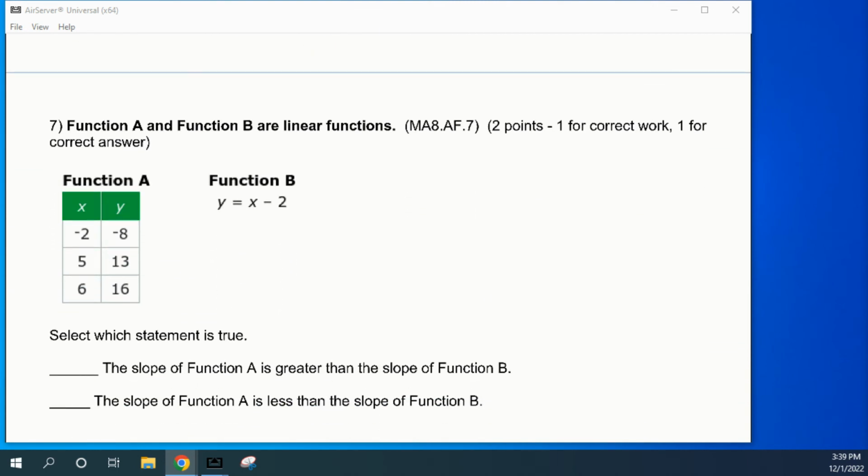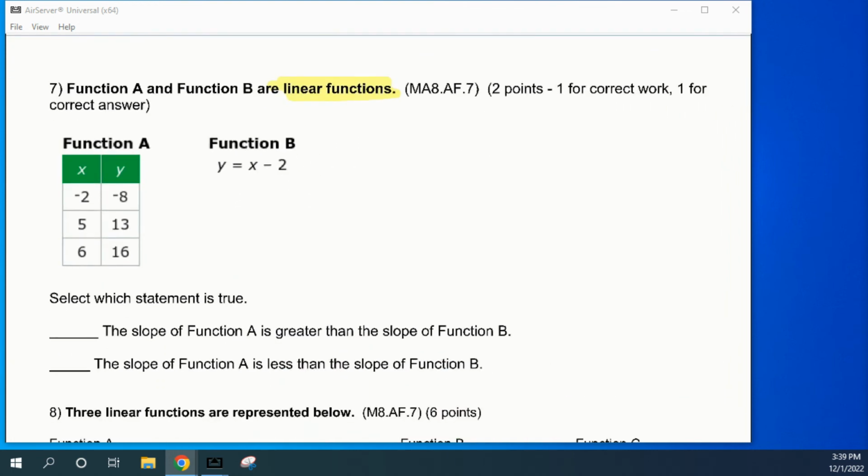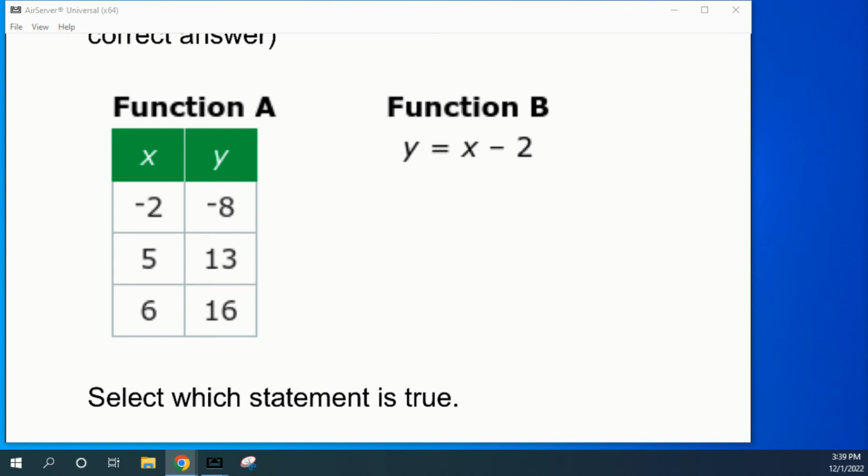Function A and function B are linear functions. This is going to come back in a second here, okay? That's kind of a big deal, and those of you who have asked me about this in class today, you're going to see why, all right? So we're looking for slopes, so we're not even worried about y-intercepts. If we're looking at function A and you're trying to find a slope, slope is a constant rate of change. We go from -2 to get to 5, that's +7. If we go from 5 to get to 6, that's +1. That is not constant, okay?